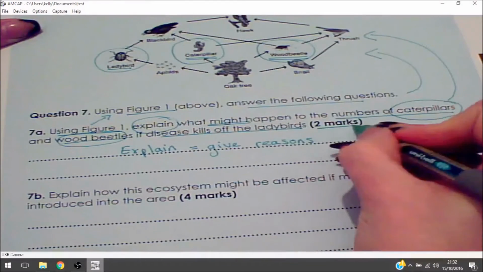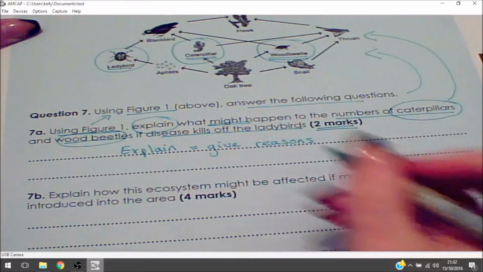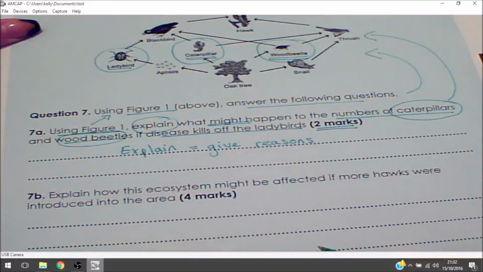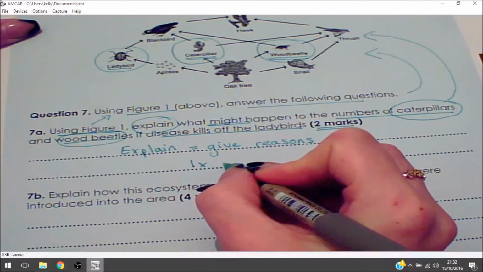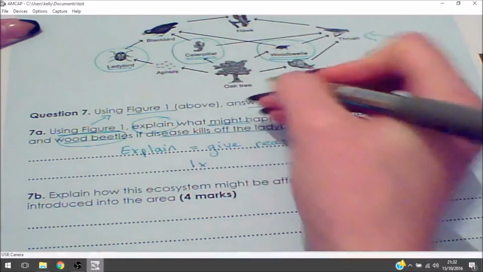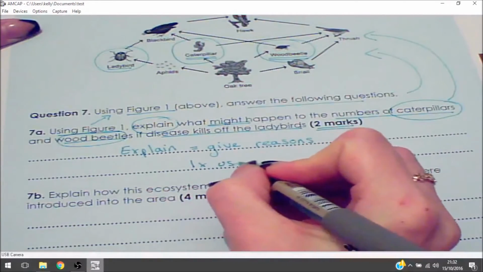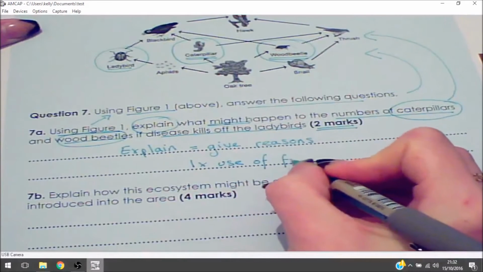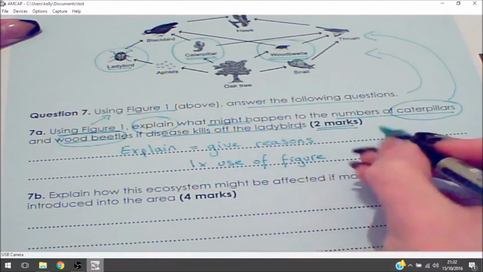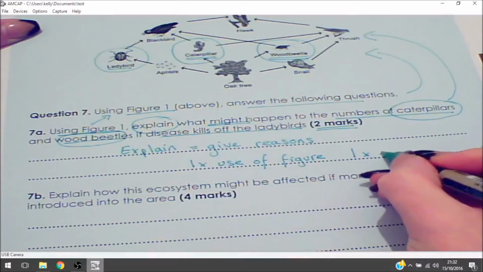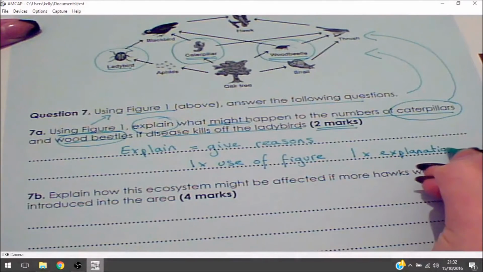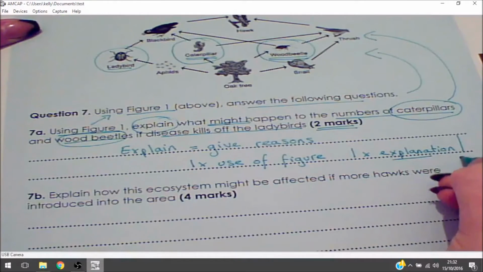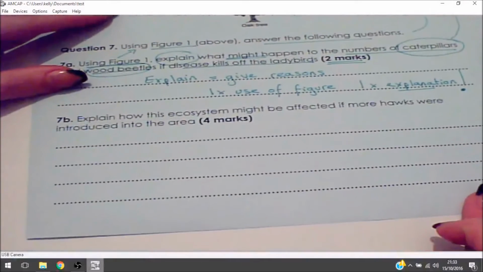Now this question is worth 2 marks. Because it's an explain type question, it's going to be 1 mark for some type of use of the figure, as well as 1 mark for your actual explanation. Now that explanation is very important because that's what's going to get you full marks. Move on to question 7b.